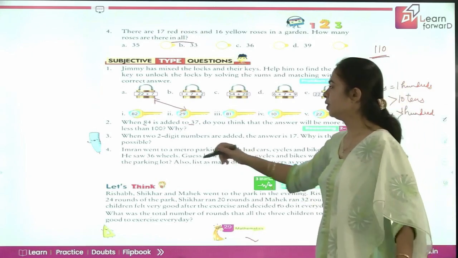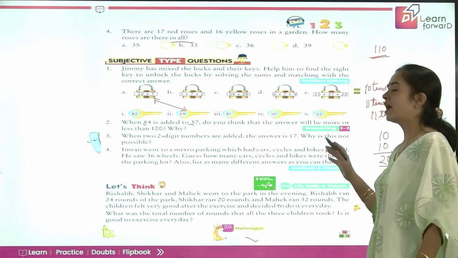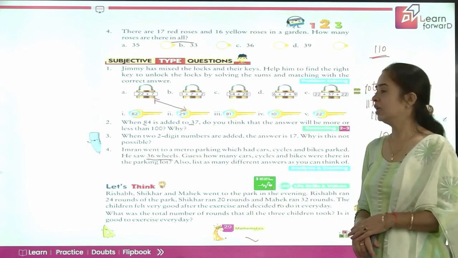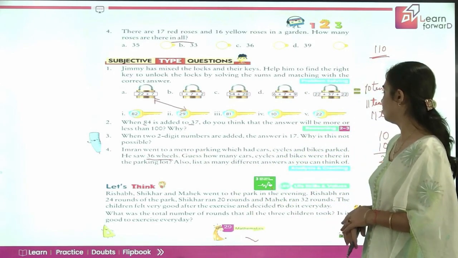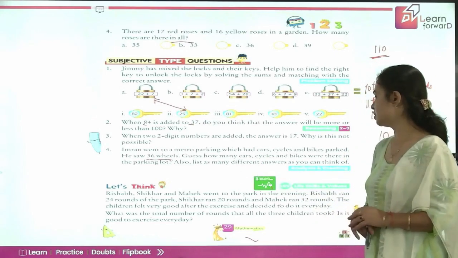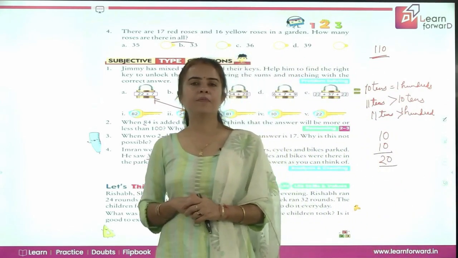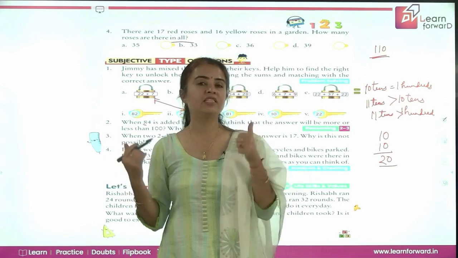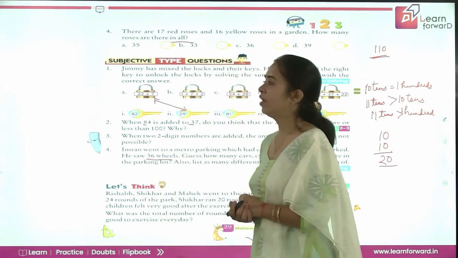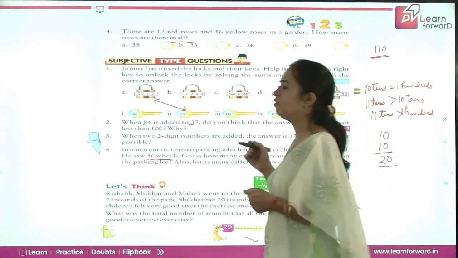Okay. Imran went to a metro parking which had cars, cycles and bikes parked there. He saw 36 wheels. Guess how many cars, cycles and bikes were there in the parking lot. Also list as many different answers as you can think of. So, how many wheels are there in a car? There are so many options for this, children. I'll explain just one and then you can find out many more options, right? So, we'll be finding more combinations. Let's do one only.